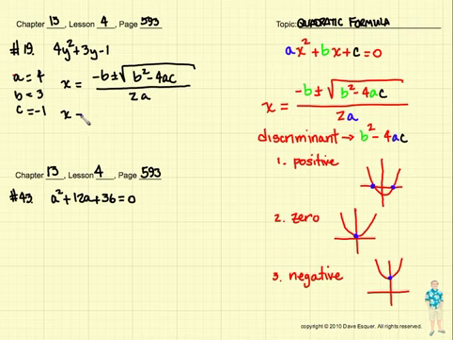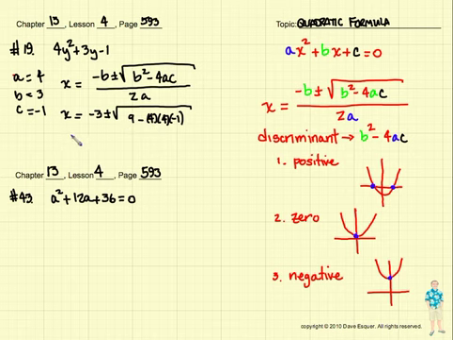So it's just a matter of plugging stuff in, so we end up with x is equal to negative 3 plus or minus the square root of 9, that's 3 squared, minus 4 times 4 times a negative 1. So 4 times 4 is 16, and that becomes positive, so we get 9 plus 16, which is 25, so we end up with x is equal to negative 3 plus or minus the square root of 25. Oops, and I forgot to divide all that by 2 times a, which is 8.